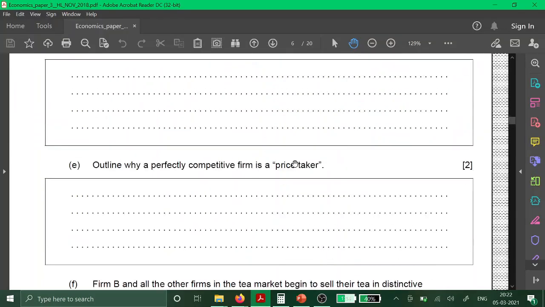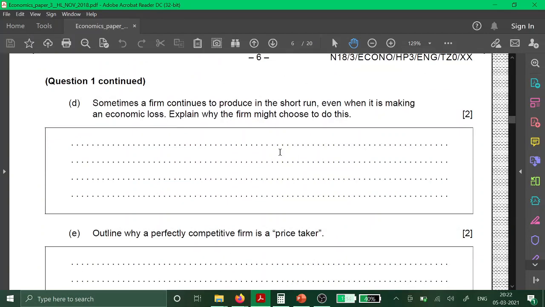Yes. Then this is a 2 mark question. So you can write that the price is covering average variable cost. So that's why it chooses to stay in that business even if it is making a loss in the short run. Okay. Got it.